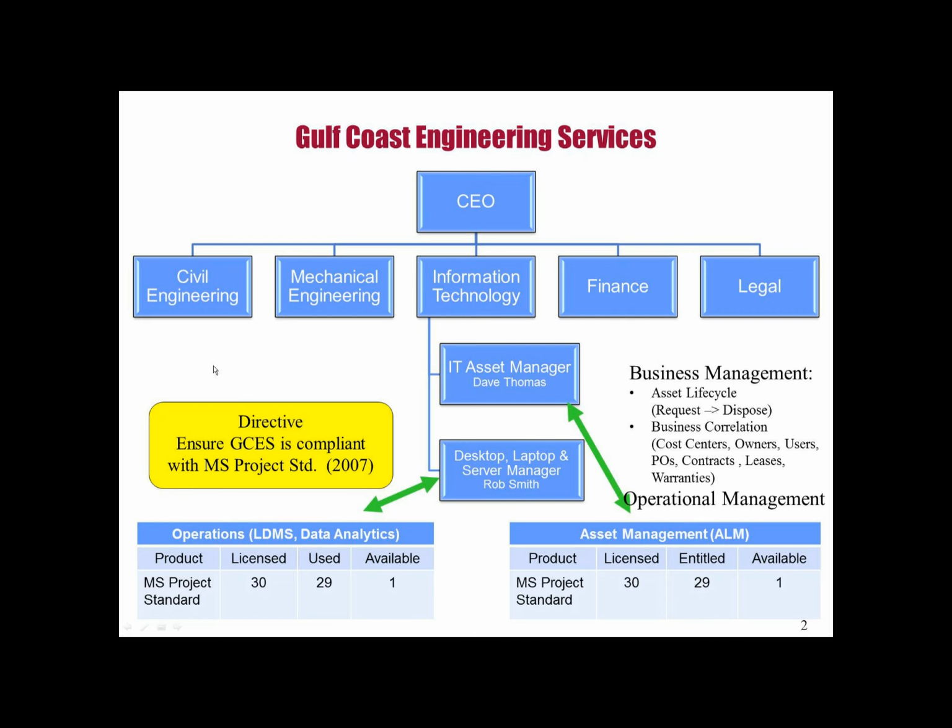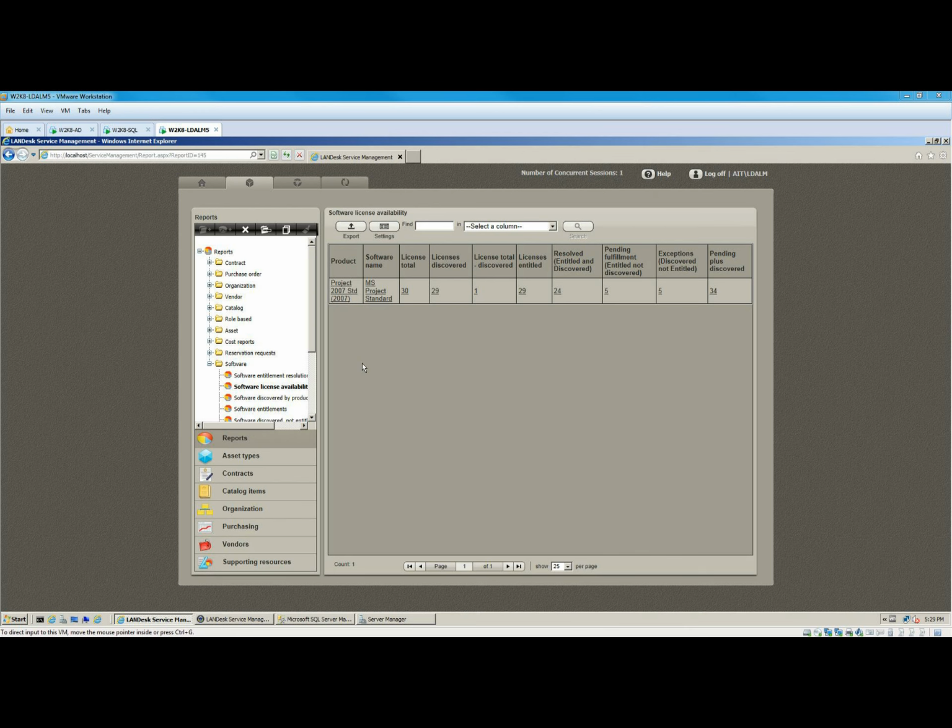Similar call goes out to Dave Thomas. Dave says, well, I'm not exactly sure yet, but if I remember correctly, there were 30 of them. I assigned 29 of them to a set of computers based upon cost center and other information. I should also have 1 available. But let me take a quick look at our ALM.